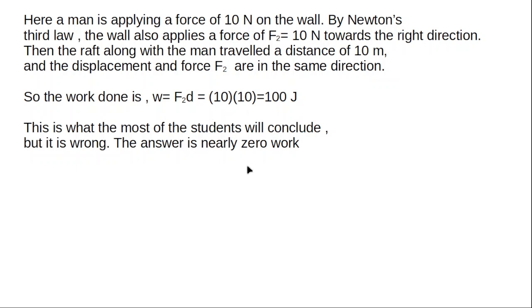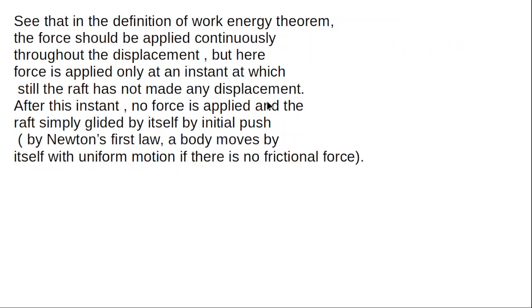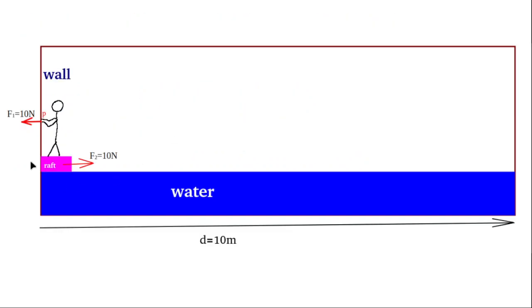Actually, here the work done is equal to 0. Why? Let us see that. In the definition of work energy theorem, the force should be applied continuously throughout the displacement. In the work energy theorem, the force of 10 newtons should be applied on the raft throughout its displacement from left end of the room to right end of the room. Throughout the journey, the force should be applied.